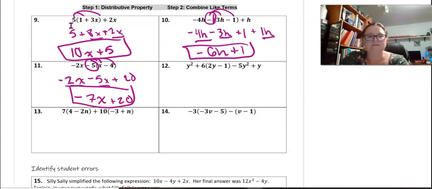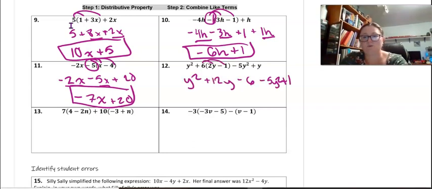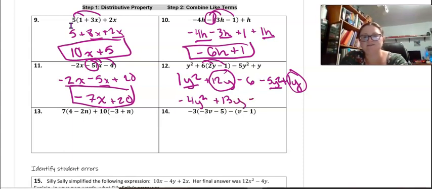Now we have y squared plus 6 times 2y minus 1 minus 5y squared plus y. So we have to distribute the 6, 1y. So I have y squared and negative 5y squared, so really I have negative 4y squareds. And then I have 12y and 1y, so I have 13 total y's. And then this negative 6 just carries down.